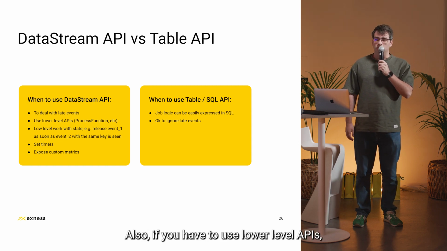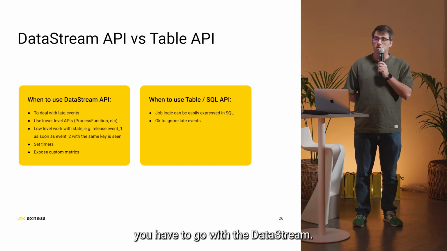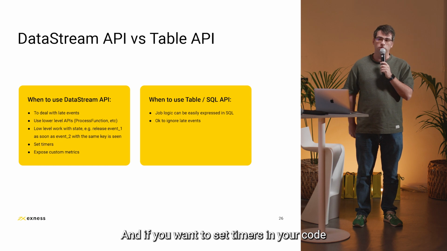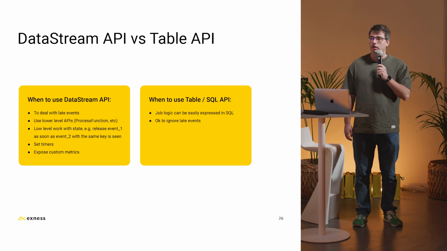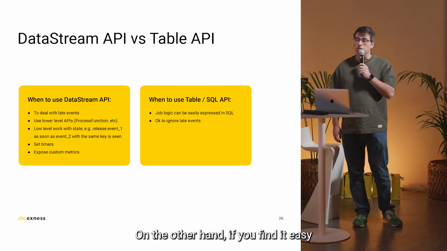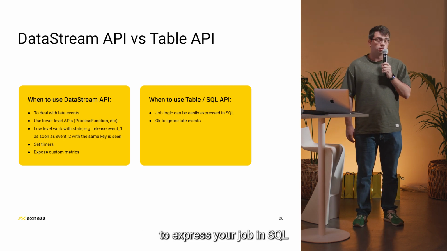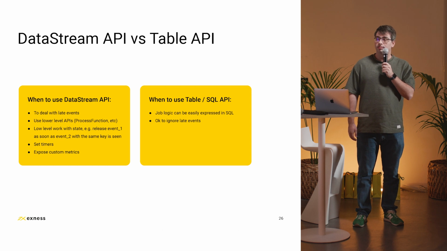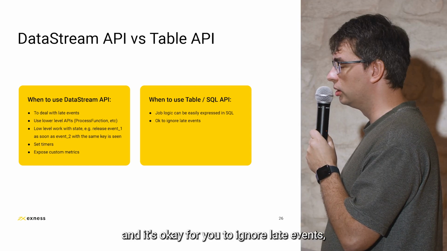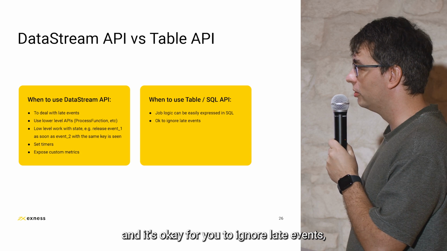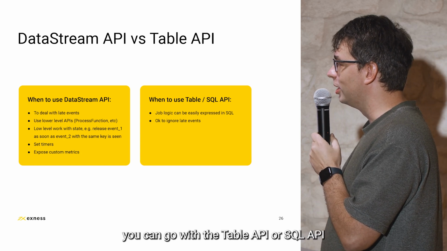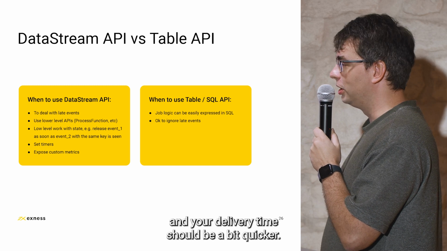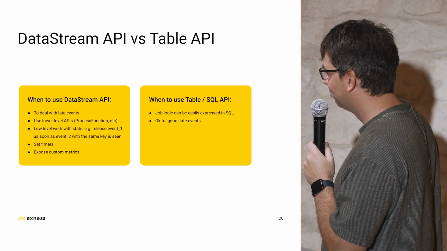Also, if you have to use lower level APIs, you have to go with the DataStream, and if you want to set timers in your code or expose custom metrics. On the other hand, if you find it easy to express your job in SQL, and it's OK for you to ignore late events, you can go with Table API or SQL API, and your delivery time should be a bit quicker.